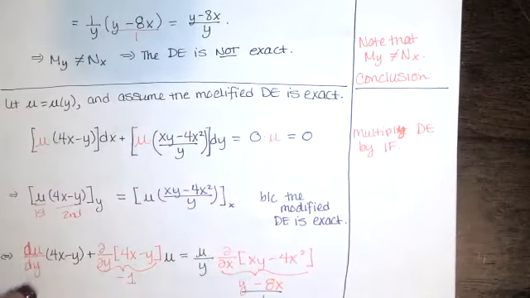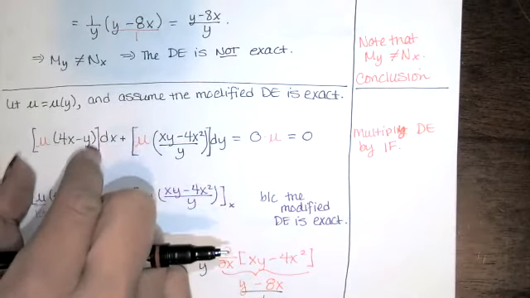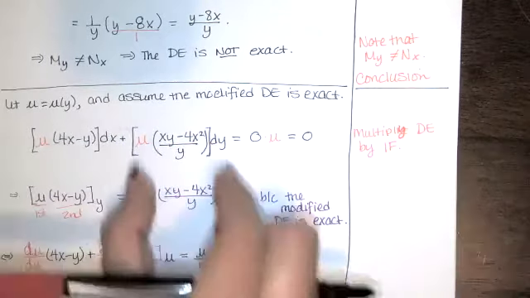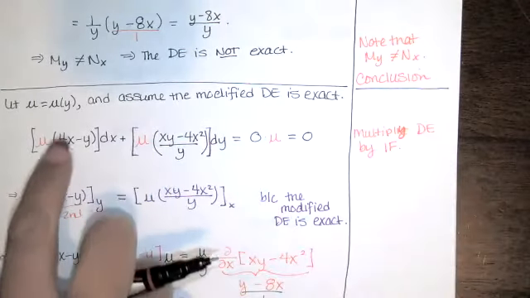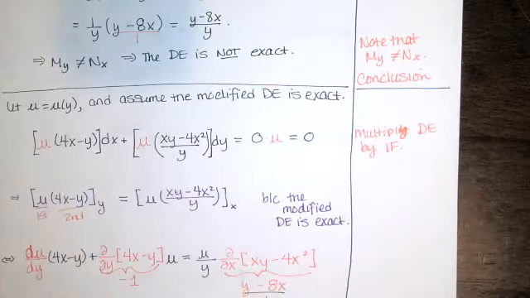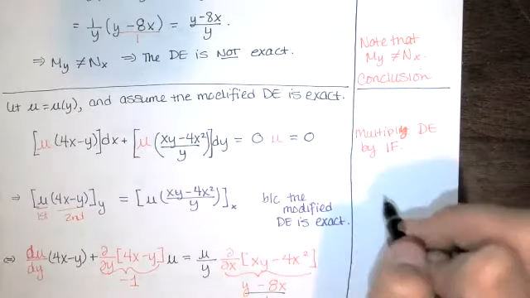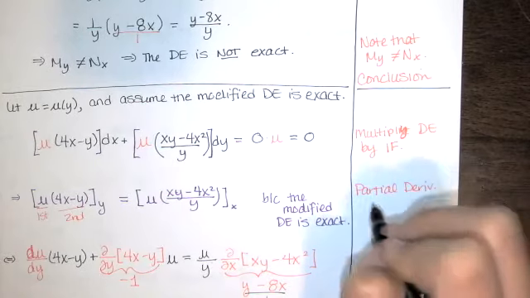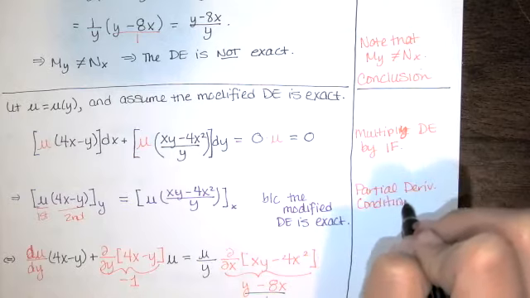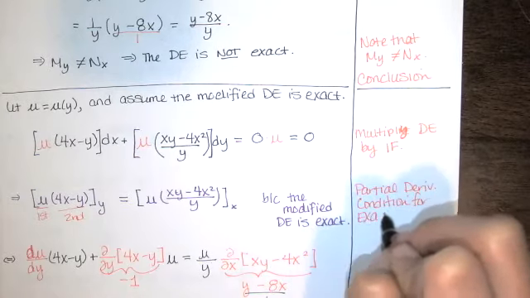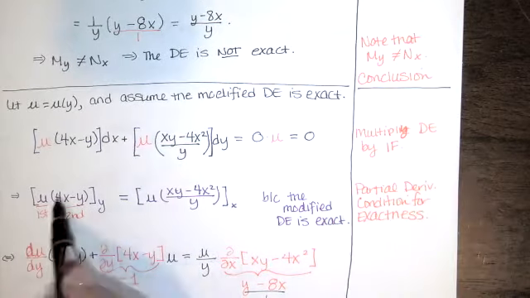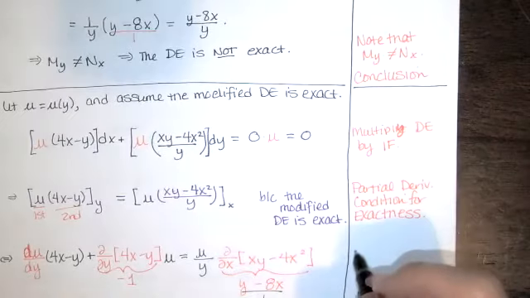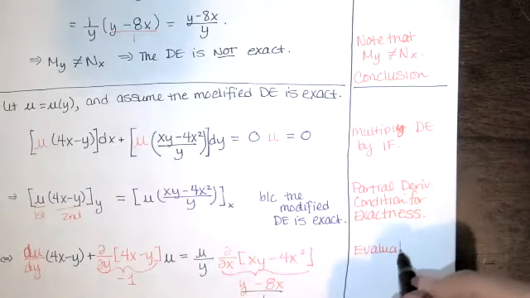And then we stated this condition on the partial derivative of the function multiplying dx and the partial derivative of the function multiplying dy. The partial of this one with respect to y has to equal the partial of that one with respect to x. I'm just going to call that the partial derivative condition for exactness. Basically, we're assuming this thing is exact. We say if that's actually true, well, then this has to hold. And then we do the computation, so we evaluate those derivatives.